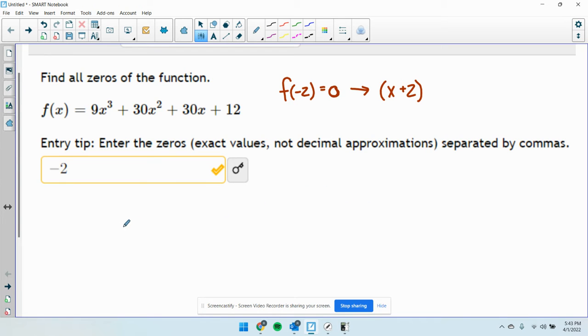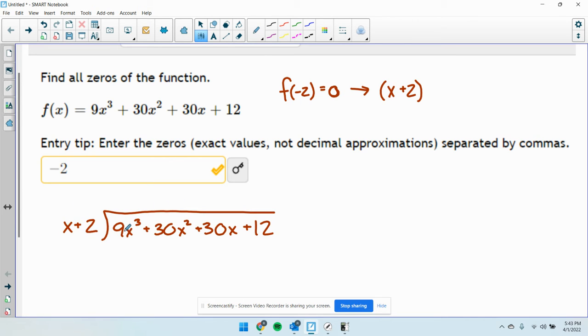So I'm just going to use polynomial division. I'm going to rewrite this thing, 9x to the third plus 30x squared plus 30x plus 12. And I'm going to divide that by x plus 2. First thing I'll do is say x times what gives me 9x cubed. That's going to be 9x squared. Then I will multiply. 2 times 9x squared is 18x squared. I'm going to subtract those. Those are going to cross out. 30 minus 18, I get 12x squared.